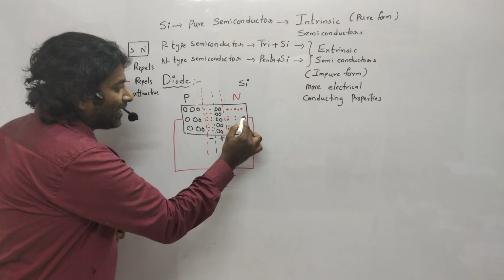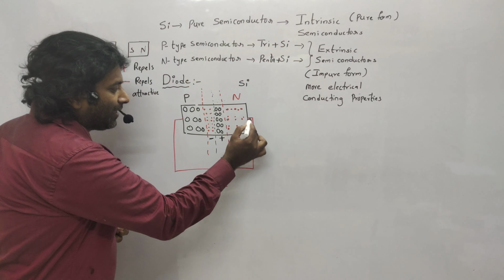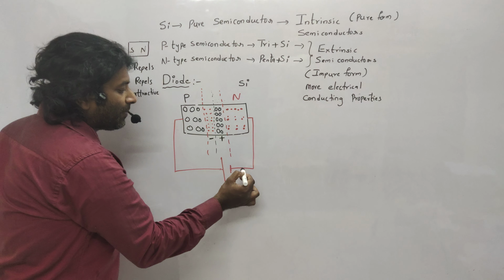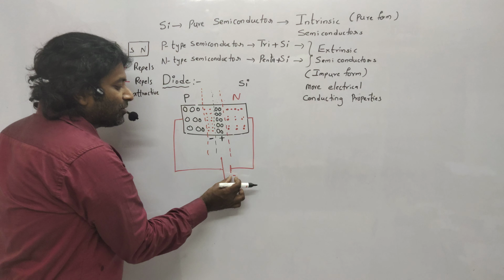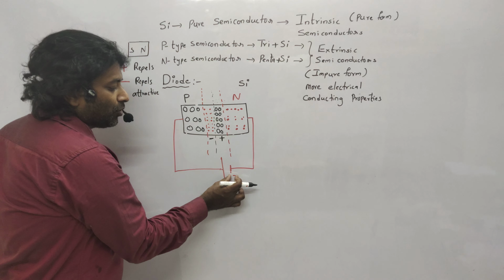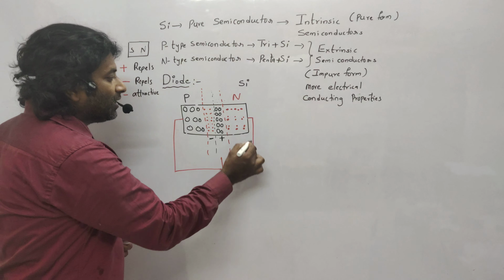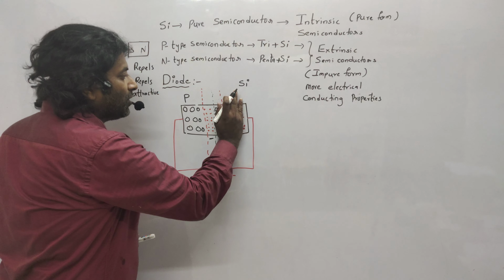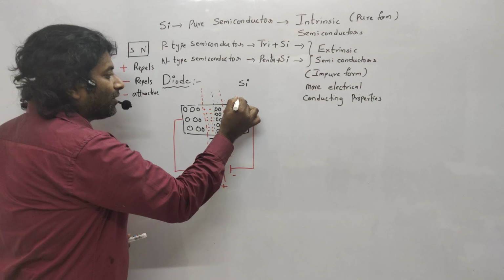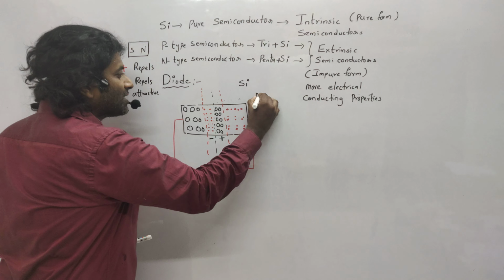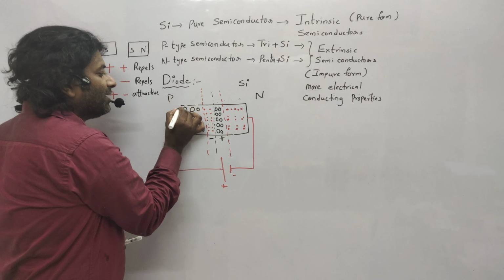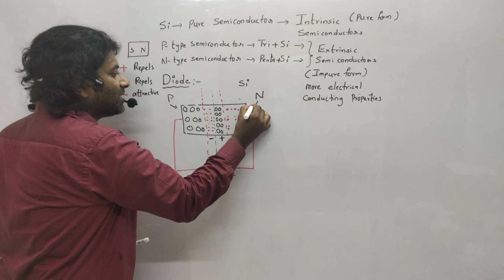Since I connected the electrons, meaning the n type, to negative, there is a repulsive force. Repulsive force is provided by the source negative. Source negative repels the electrons. Due to that repulsive force, these electrons will try to move from the n side. This is the n side, this is the p side, right?